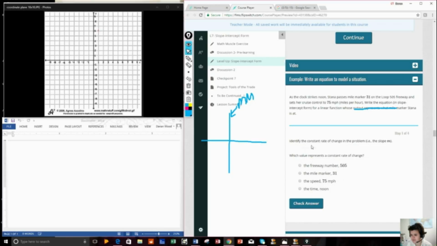Okay, so identify the constant rate of change in the problem. What is our slope? Well, a really big keyword is per, for a rate. You're going miles per hour. That's the rate you're going each hour. So on this, 75 miles per hour, that is our slope. We are changing 75 miles in 1 hour.